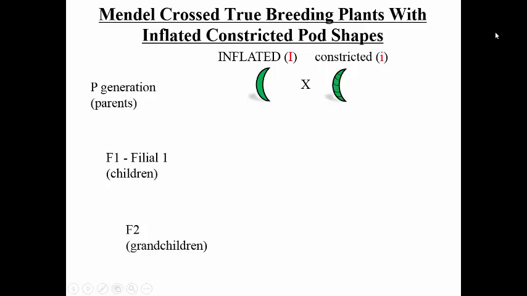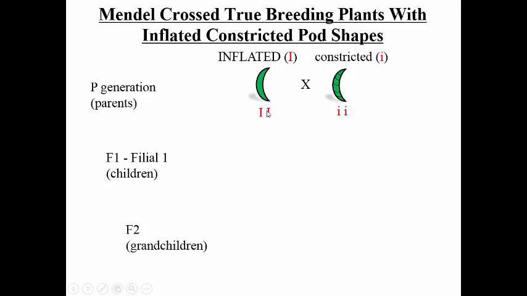So again, same cross, but we're just adding some nomenclature here. So we have P generation at the top. They mate. They don't mate yet. Here's the genotypes. So if they're true breeding, we know that this organism here is big I, because it's inflated.